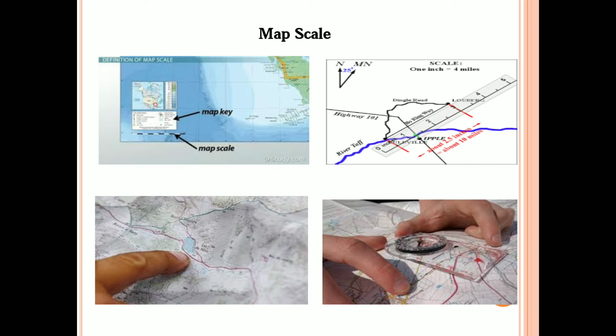To show the actual ground distances onto the paper, some geometrical and mathematical conversions are made. It is necessary to mention map scale in a map. Map scale facilitates map reading and helps to know the actual ground distance between any 2 points shown in the map.